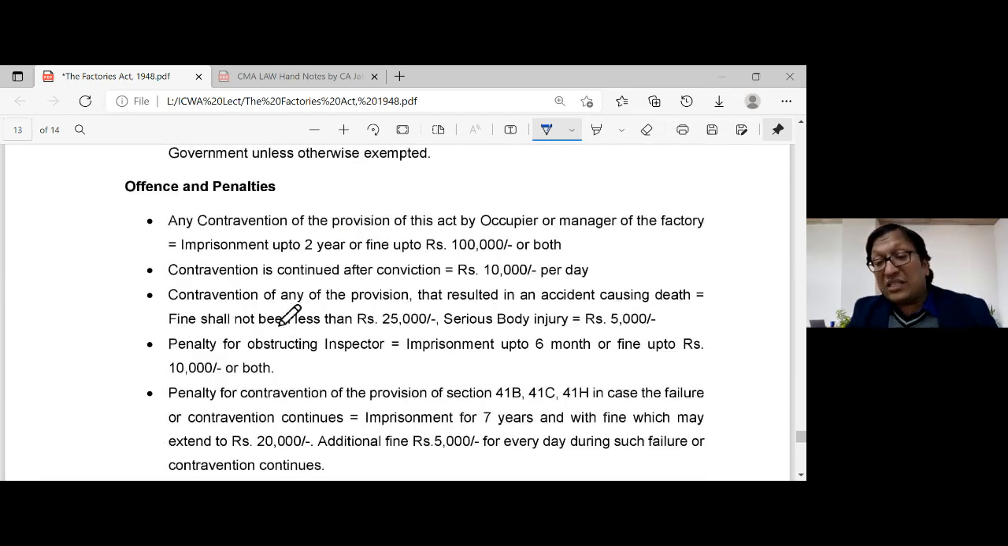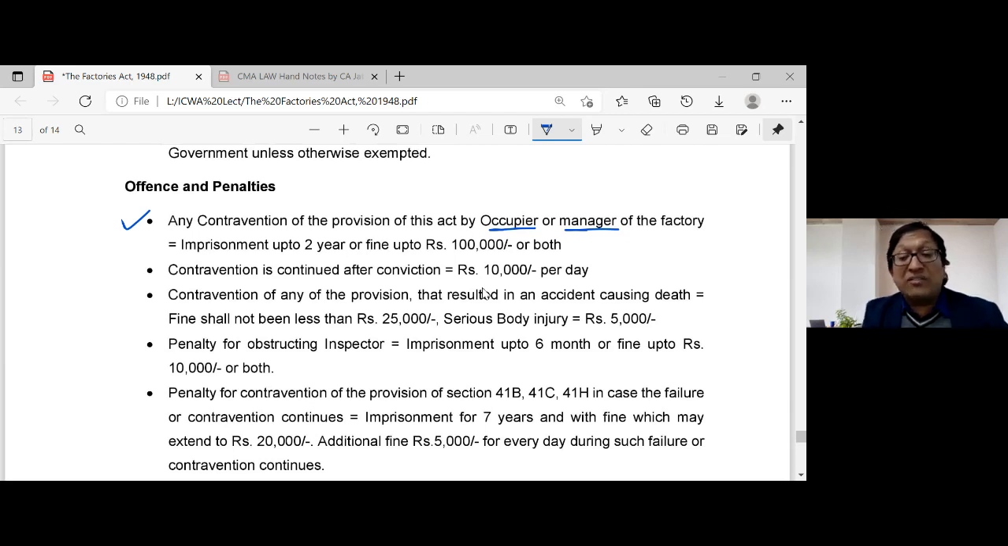Now, the last thing is offences and penalties given under this act. So for any contravention of the provisions of this act by the occupier or the manager of the factory, what is the penalty for that? It is imprisonment up to 2 years or fine up to 1 lakh or both. This can be imposed on the occupier or the manager if they have not complied with, if they have made contravention to the provisions of this act.